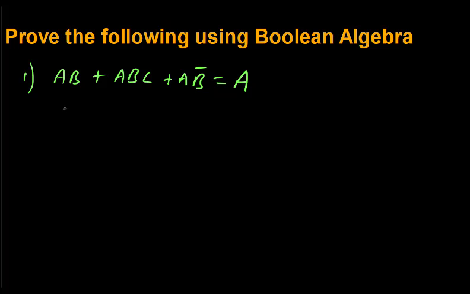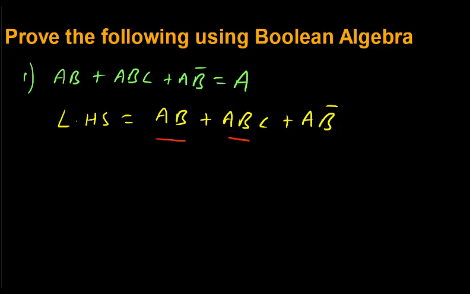So we take the left hand side. How to prove this? First we take LHS, left hand side. So LHS is AB or ABC or AB bar. Here we will try to reduce as much as possible. We see this is AB and here AB, both are common. We can take AB common in both terms. If we take AB common, what we are left with is 1 or C.